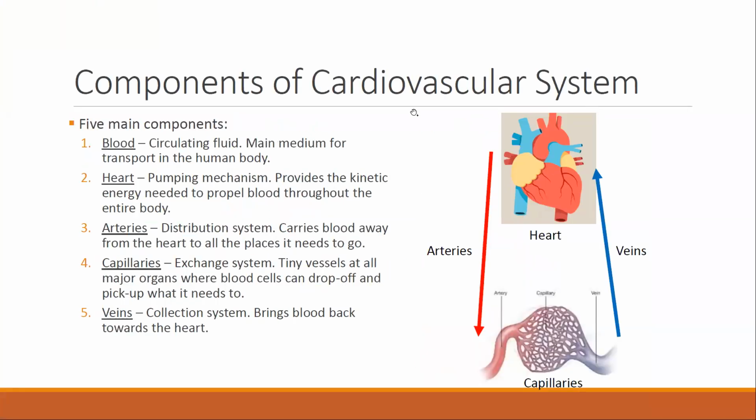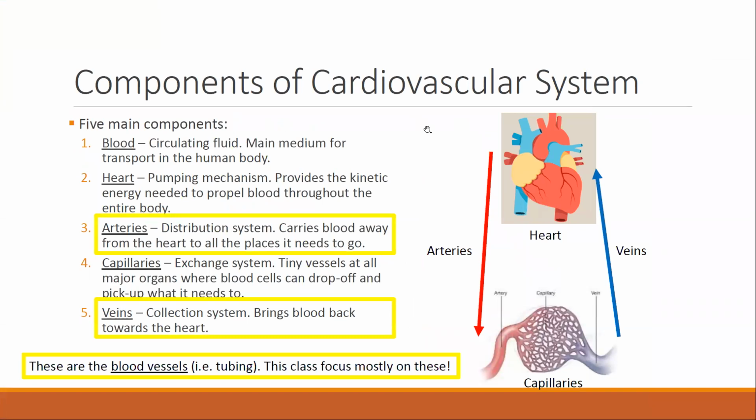Great questions, guys. Okay. And so for this class, we're mostly going to focus on blood vessels. Obviously the heart is really important, but modeling the heart is really, really difficult to do. So we can apply a lot of our fluid mechanics knowledge mostly in the arteries and veins, which are the bigger blood vessels in your body.